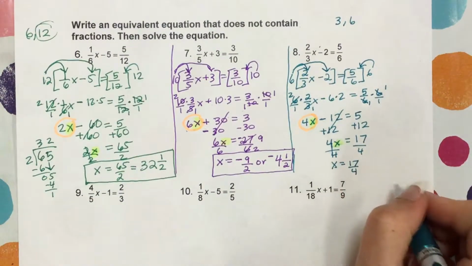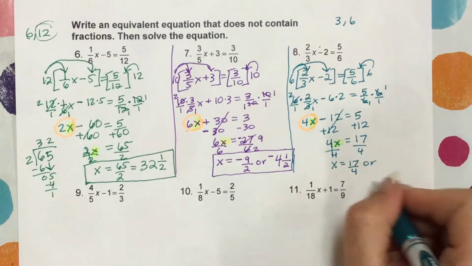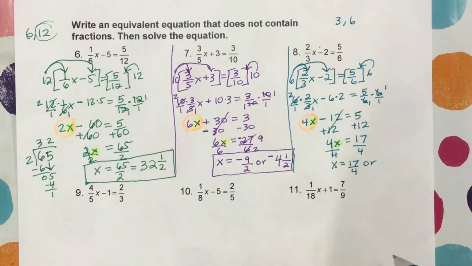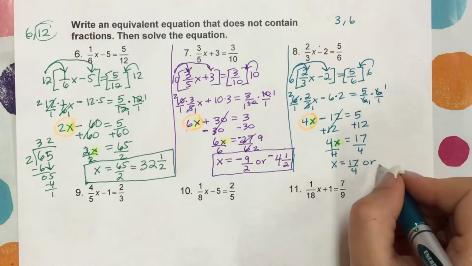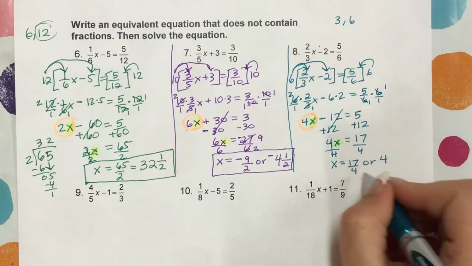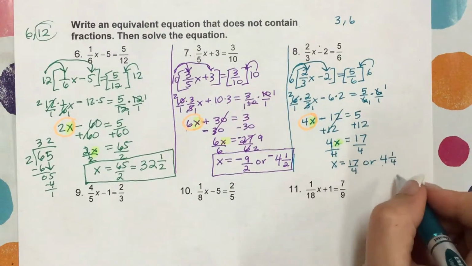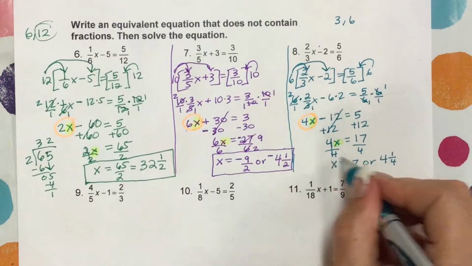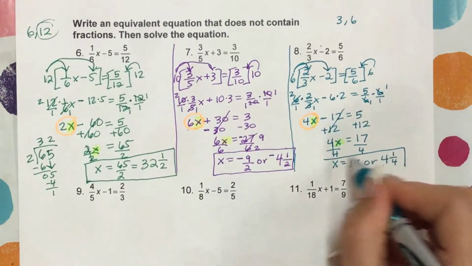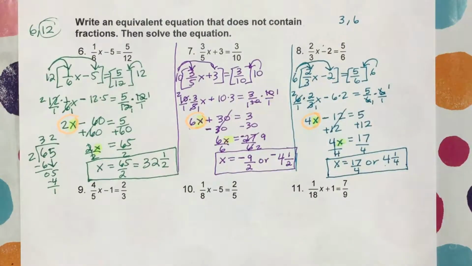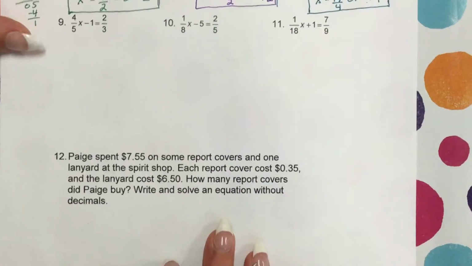17/4 as an improper fraction. But if I wanted to write this as a mixed number, I would need to figure out how many times 4 goes into 17, and it goes in 4 times, because 4 times 4 is 16, and then there's 1 left over. So 4 and 1/4 is the same thing as 17/4, and so that is what x equals. So if you got that right, great job. Okay, let's move on to problem 9.